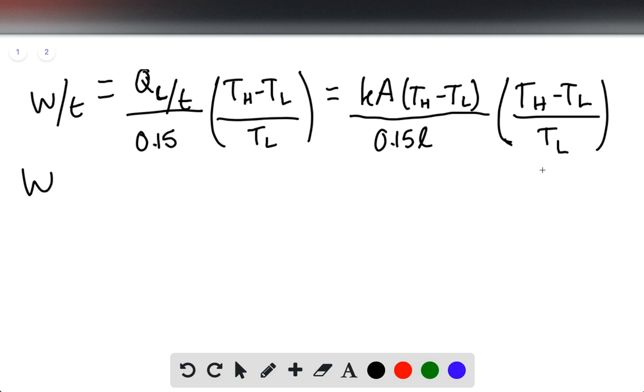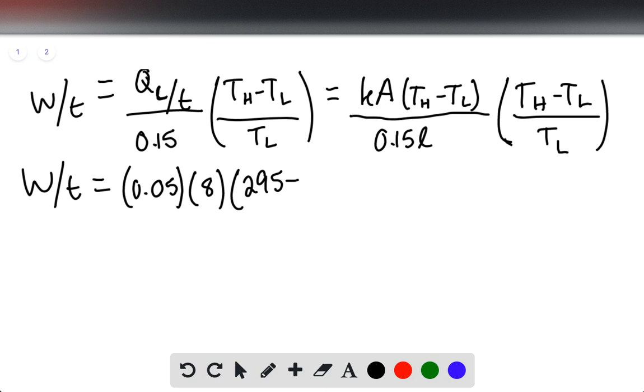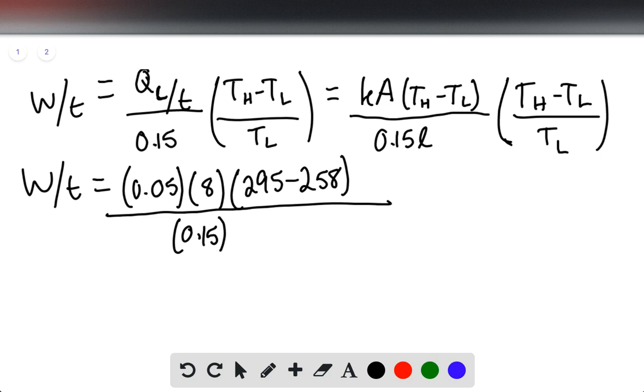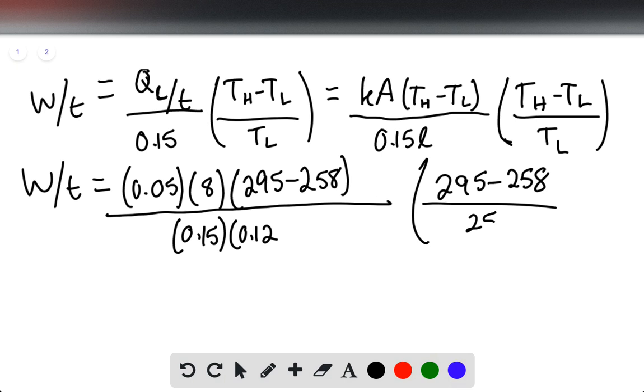And we can finally substitute, so we'll have 0.05, the thermal conductivity, times 8, the surface area, times (295 minus 258), all divided by 0.15 times 0.12. And then here we'll have, again, (295 minus 258) divided by 258. And we're getting a power output minimum of 118 watts.